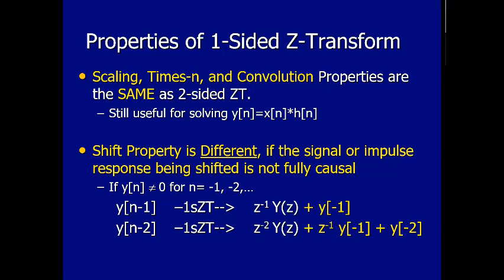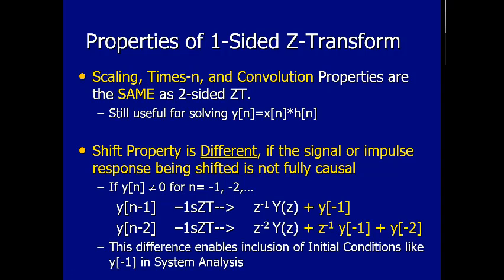If we have a shift by 1, we multiply y of z by z to the -1 and add in what was at y of -1, which now becomes y of 0. If I shift 2 positions, I'm going to take this result and shift it, so multiply it by z to the -1, giving me z to the -2 y of z plus z to the -1 times y of -1, and bring in the additional shifted-in term, y of -2. And so however much we delay, we have to account for all those additional samples coming in that shift.